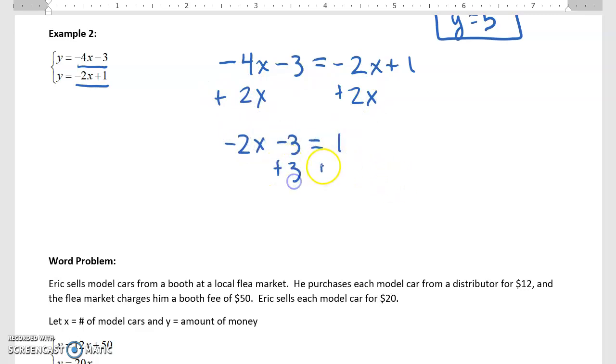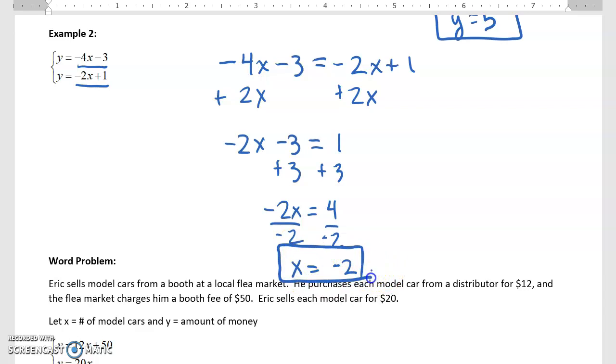Then I'm going to add 3. So negative 2x equals 4. And finally, dividing gives me x is negative 2. So that is my x value of my solution. For the second part of that solution, remember I need to get the y value. I can go back to either equation and substitute x equals negative 2 in.